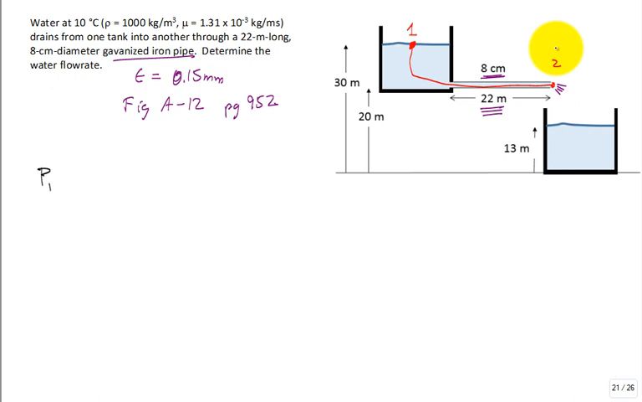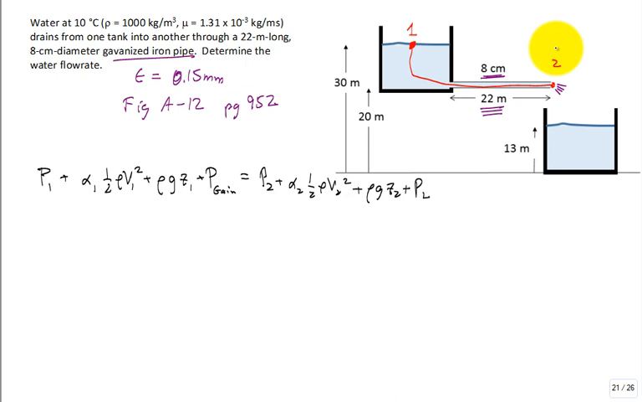Okay, pressure 1 plus alpha 1 times 1/2 rho V1 squared plus rho g Z1. There's no pump to add pressure, no pressure gain. I'll put pressure gain and then we'll strike it. Equal to the pressure at 2, P2, plus alpha 2 times 1/2 rho V2 squared plus rho g Z2, plus pressure losses everywhere between 1 and 2.